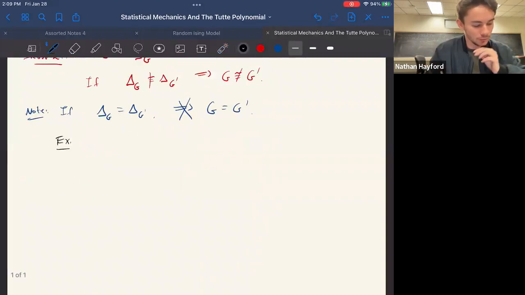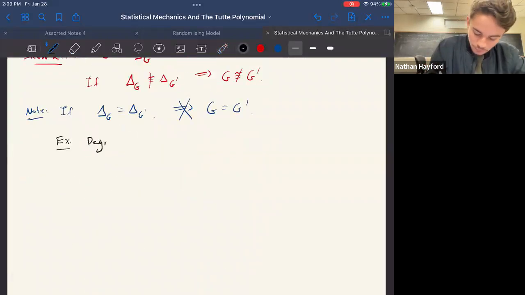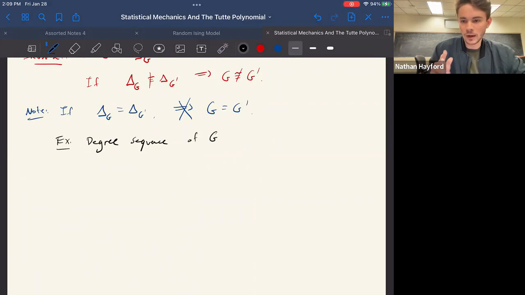So a couple examples of invariants. The degree sequence of a graph is an invariant of the graph. So I list all of the degrees of each of the vertices in ascending order. And this is an invariant of graphs. So if two graphs have different degree sequences, then they're necessarily different. And it doesn't take too much thought to realize that this is true. But of course, if the degree sequences are equal, it doesn't necessarily mean the graphs are equal.